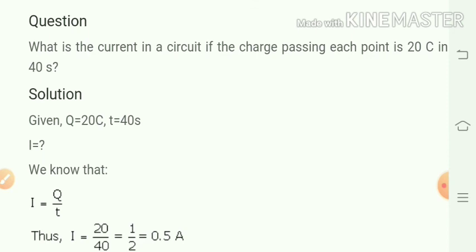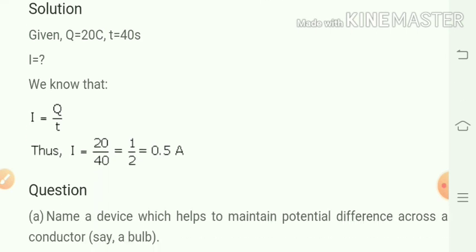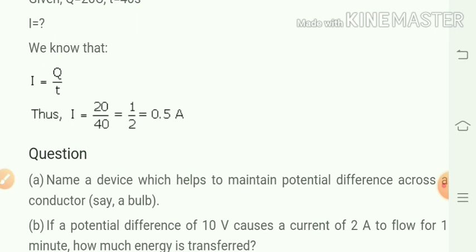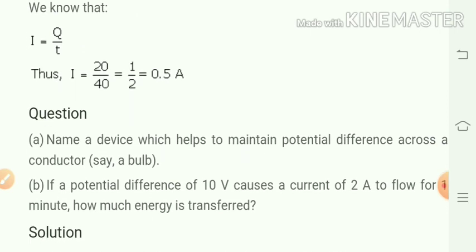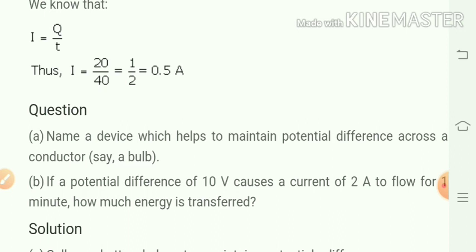What is the current in a circuit if the charge passing through each point is 20 coulomb in 40 seconds? Given that charge Q is 20 coulomb, time to pass this charge is 40 seconds, therefore I is equal to Q by T. Thus, 20 by 40 becomes equal to half, that is, the electric current flowing through it is 0.5 ampere.